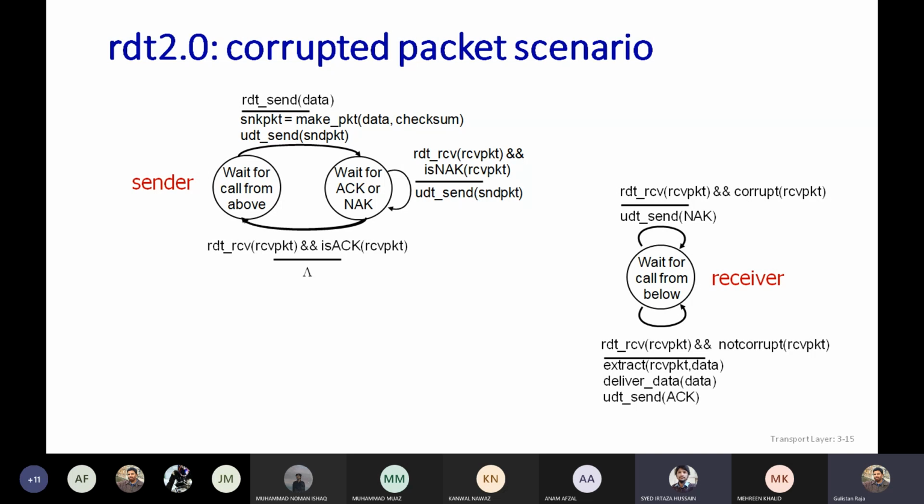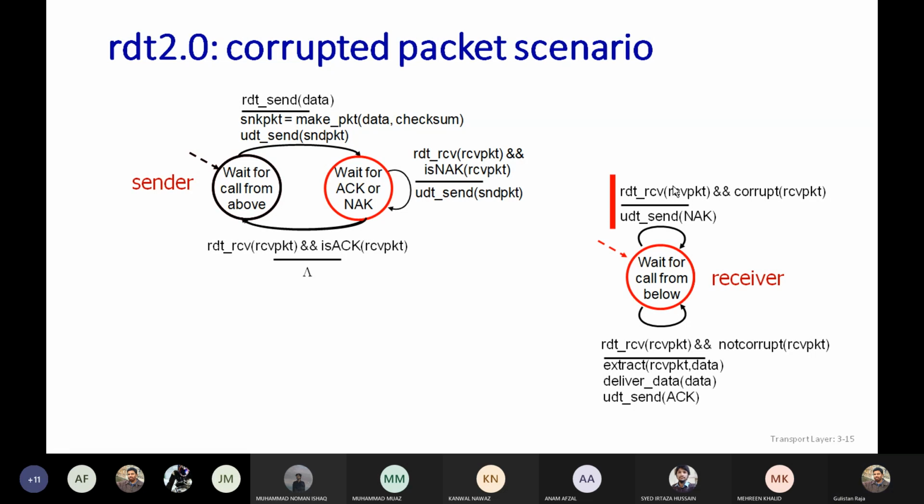Okay, I'll show you the steps. So again, wait for call from above. This is wait for call from below. Then again, the packet is sent, but this is now a corrupt packet. The packet is corrupt. That packet is sent. The sender has gone to the wait for ACK or NACK state, but because we are assuming a corrupted packet, these are the events or actions at the receiver.